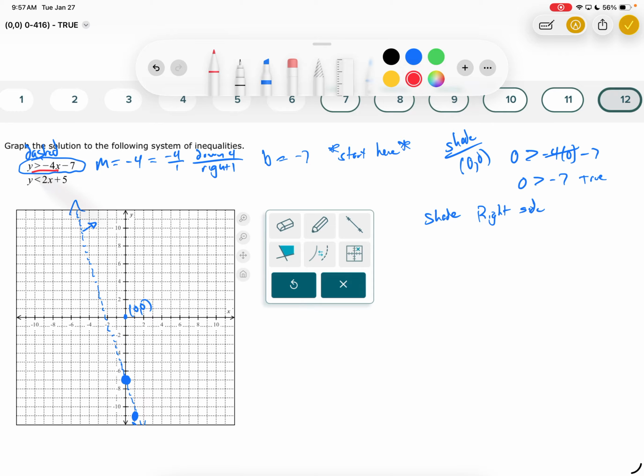All right, let's do the other one. So again, this is going to be dashed because it's less than. My slope is 2, so that's 2/1. I would go up 2 to the right 1. And my y-intercept is at 5. So I start at 5. I go up 2 to the right 1. Dashed again.